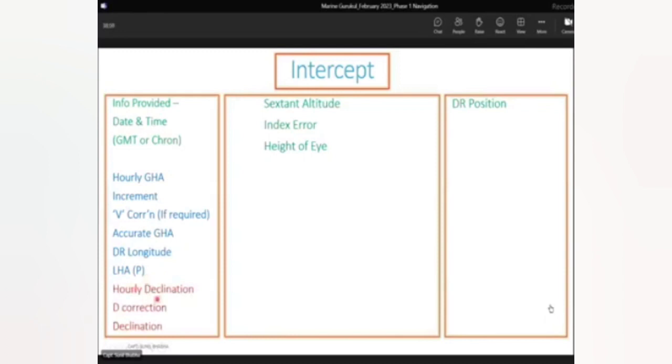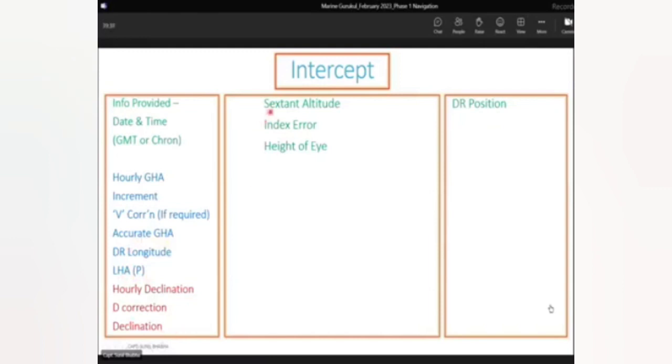The second item which is given in the almanac is the declination of the body. So we get the hourly declination from the daily page. We apply the D correction. The hourly figure for D correction is given on the daily page. We get the increment from the increment table. And after applying it, we get the correct declination of the body. So this is the first step in which we get the GHA of the body, the LHA, angle P, as well as the declination of the body.